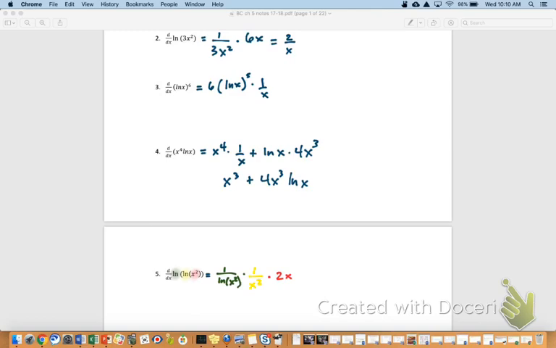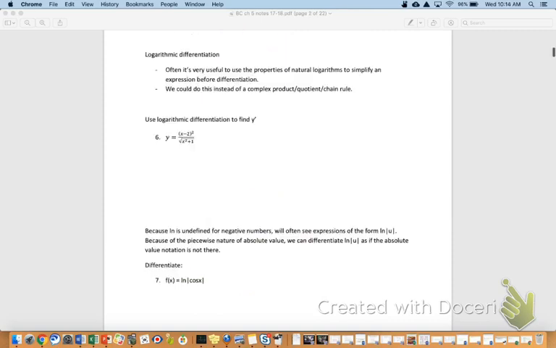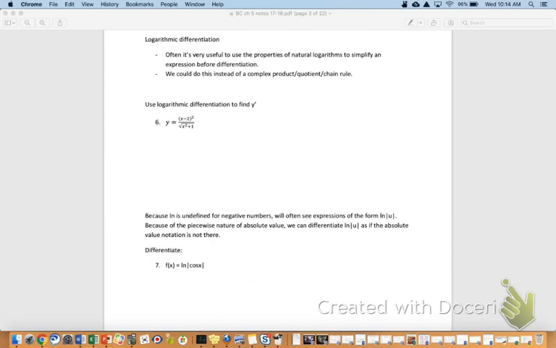Okay, so I think one of the things that's coming up next is this thing called logarithmic differentiation. That sounds awful. And, I don't recall asking for your opinion, Sam.